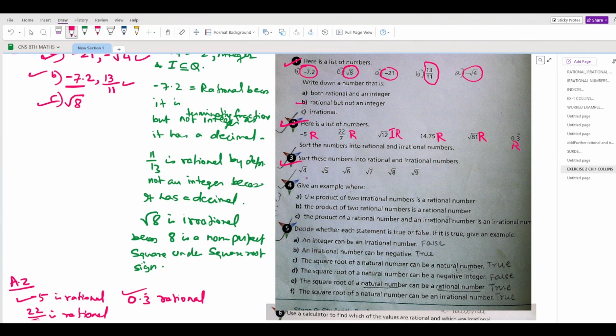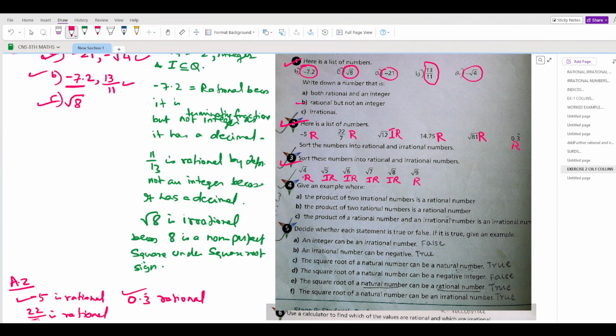Now root 4, you know, under a square root sign, if you have a perfect square, then it is rational. Now 4 is a perfect square. So it is a rational number. Now root of 5. Now 5 is a non-perfect square, so this will be irrational. This will also be irrational because 6 is also a non-perfect square. 7 is also a non-perfect square under the square root sign. 8 is also a non-perfect square. 9 is a perfect square, so this will be rational.